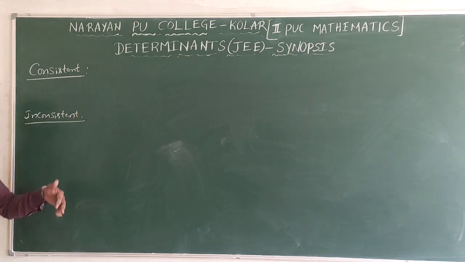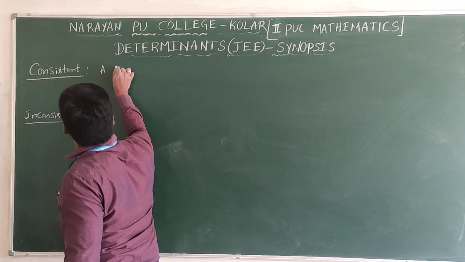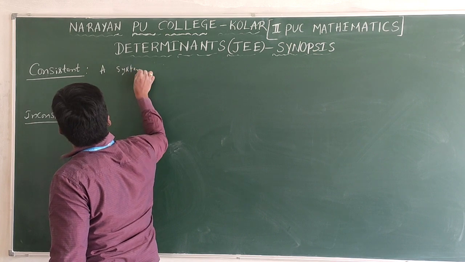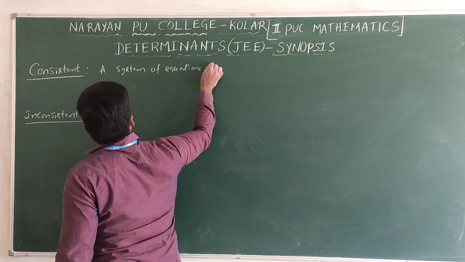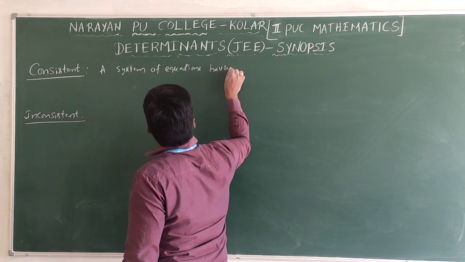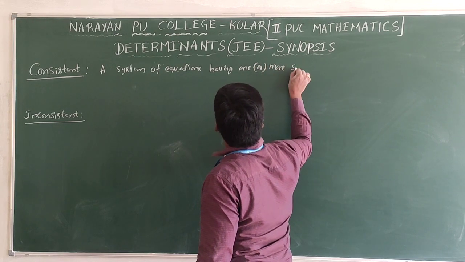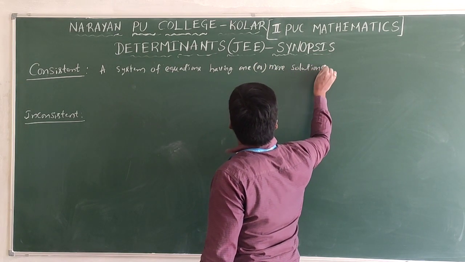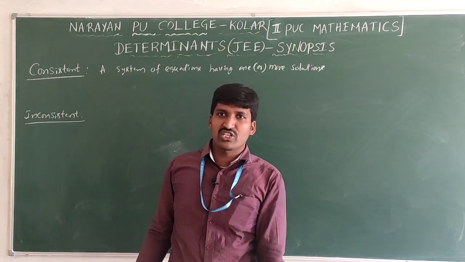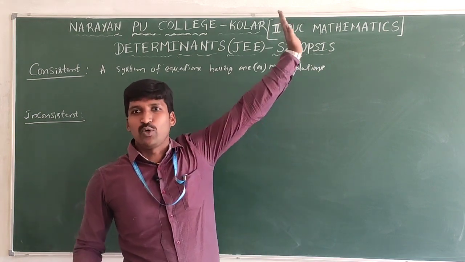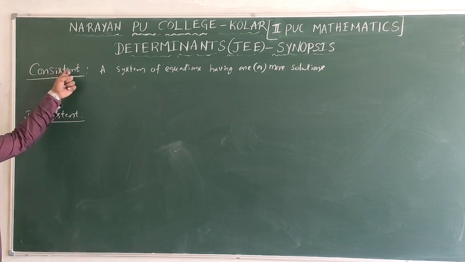A consistent system of equations means a system of equations having one or more solutions. One or more means up to infinity. Either only one solution, or more, which means it can exist up to infinity also. Such type of solutions we call a consistent system of equations.